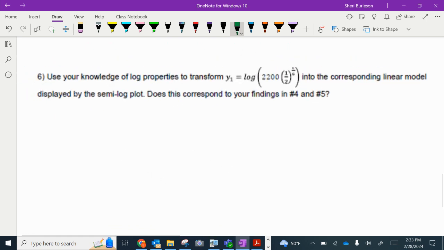I cut and pasted this so that you can see this was number 6 on our semi-log in class, the tan sheet. I'm going to rewrite it because I know that is hard to see. That sheet said that y1 equals the log of 2200 times 1/2 to the t over 6.